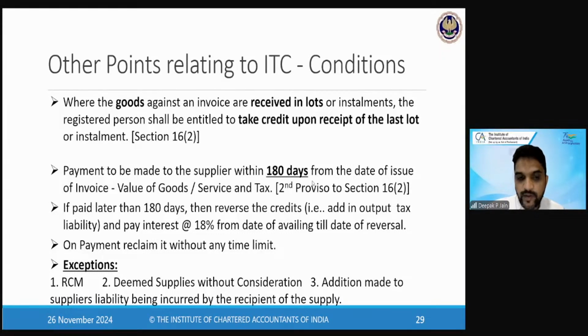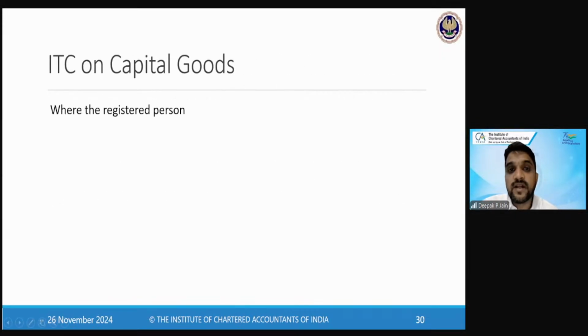Okay. Now let's quickly go to the next one. ITC on capital goods. Will you get the credit on capital goods? In your income tax, do you get the expenses in the first year itself?